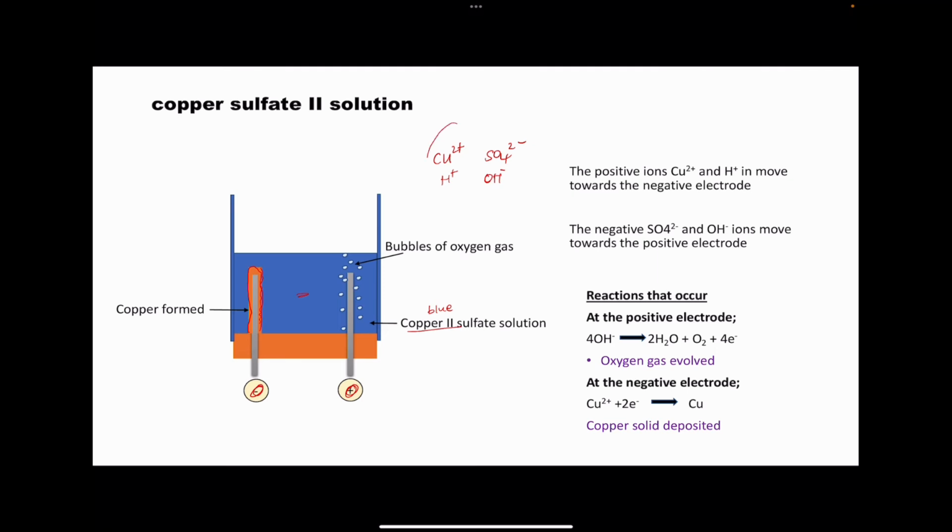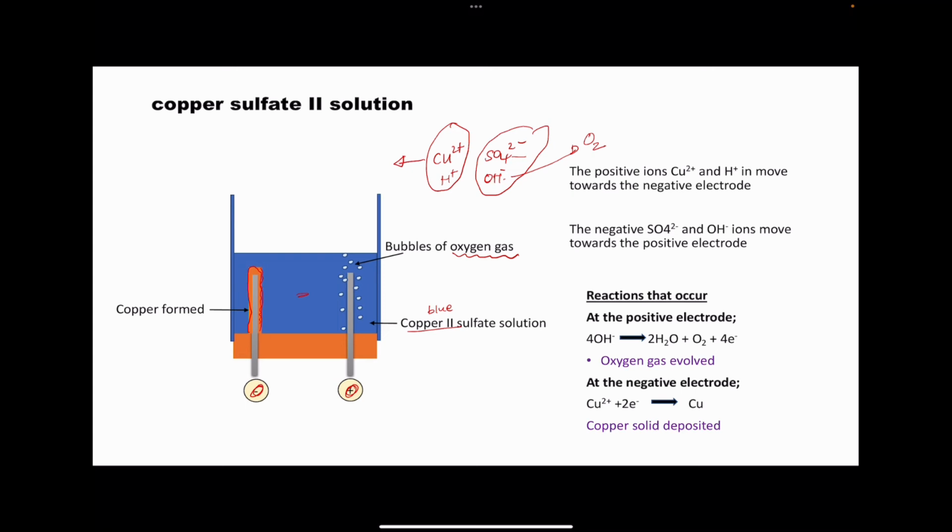Now it means among these two, copper was preferred at the negative electrode. Looking at the anions, since both of them are polyatomic, it's going to be oxygen that is going to be formed at the positive electrode. And here we can see bubbles of oxygen gas being formed.